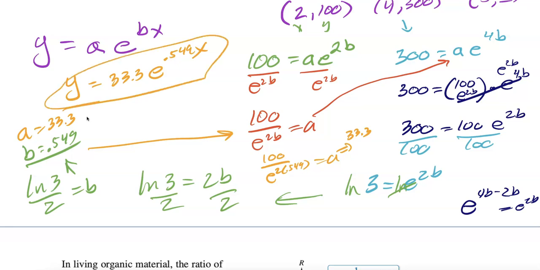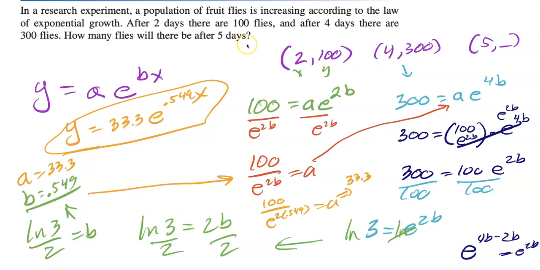That's our equation, but we're not done, because it asks how many fruit flies there are after 5 days, so we have to substitute 5 in. We're going to get 33.3 e to the 0.549 times 5. Put that all into the calculator. I'll save us some time and just give the answer: about 520 flies.